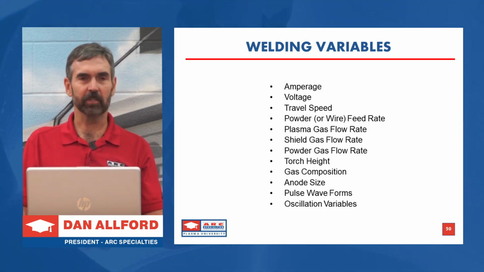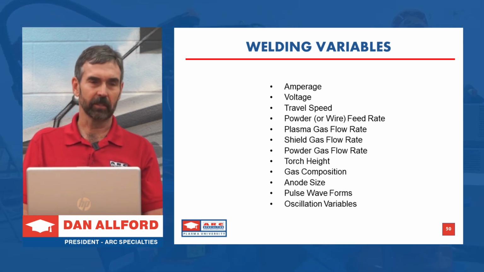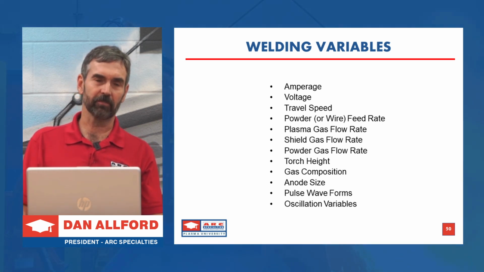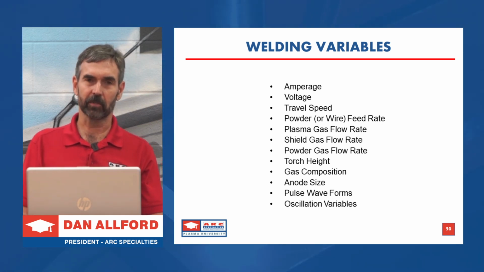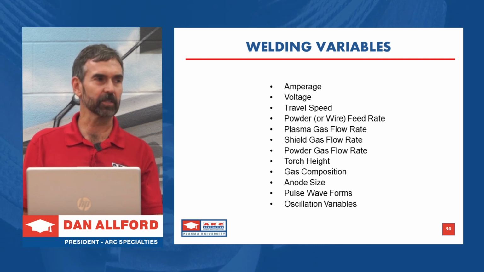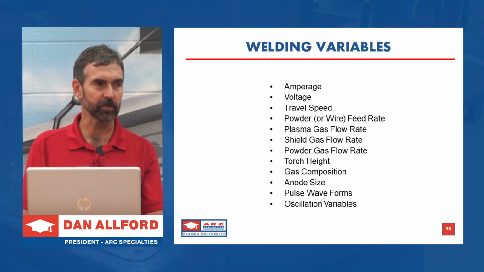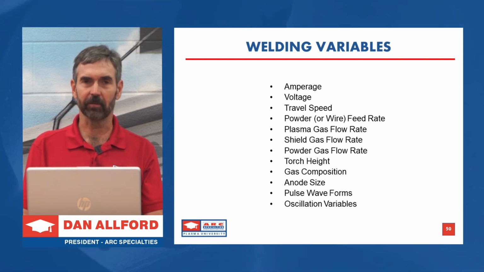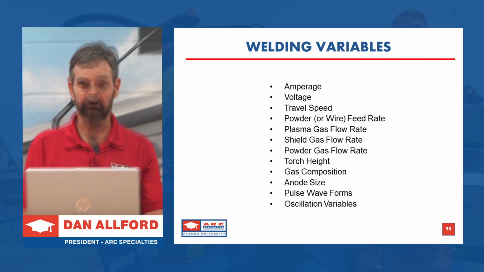And then oscillation variables. Once again, this is a key thing. You can't weld faster than the weld will follow. And so you have to consider the tip speed when you're oscillating, as well as oscillation width, frequency, and dwell. So we're going to demonstrate all of this for you today and hopefully make you a better welder.